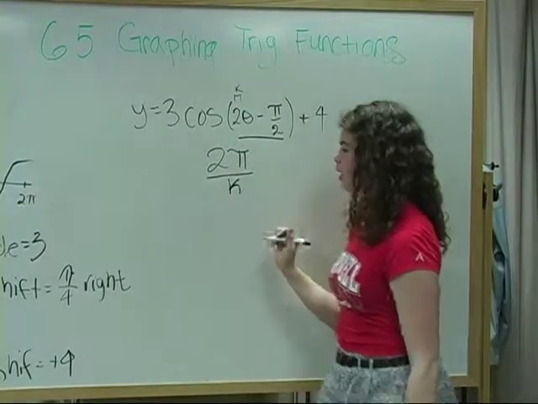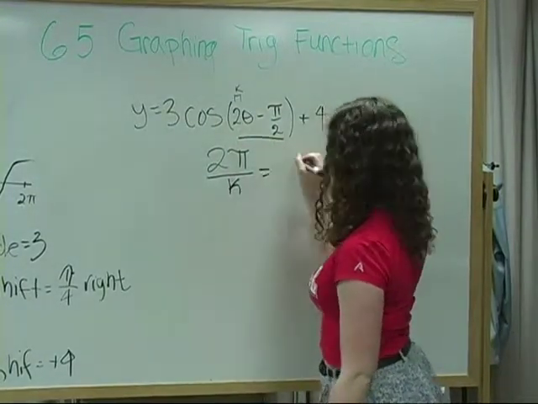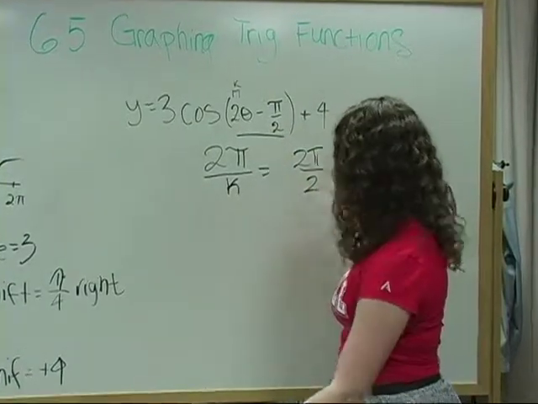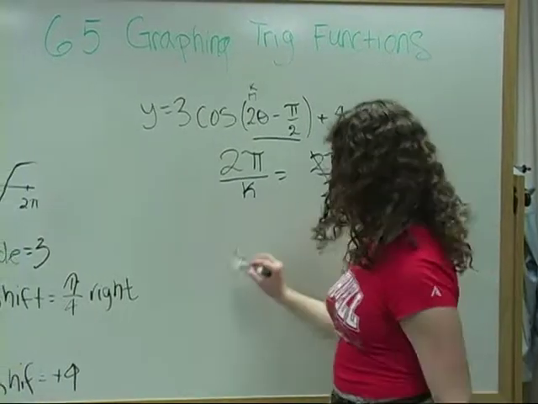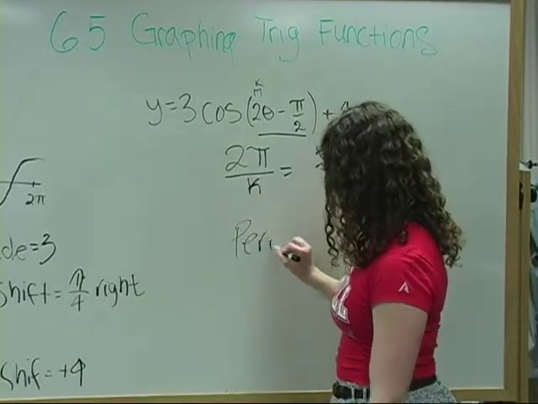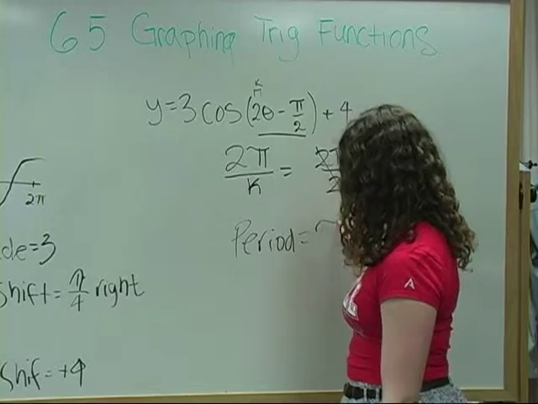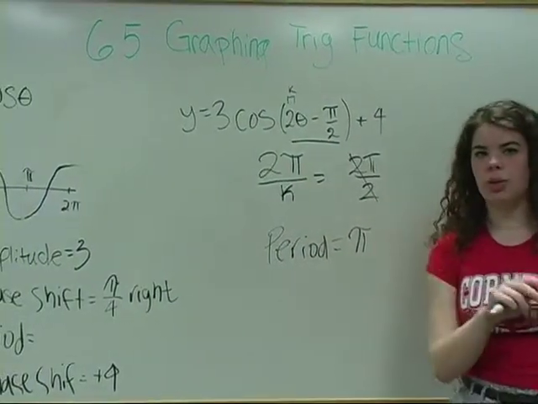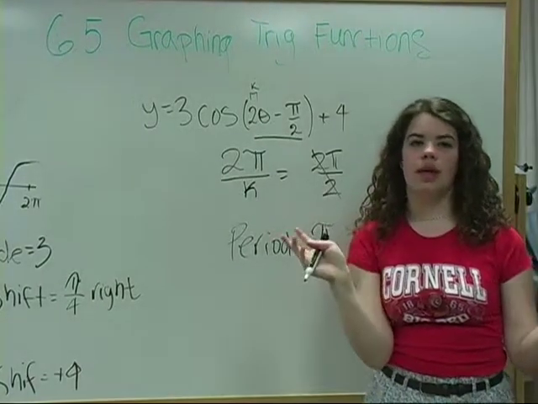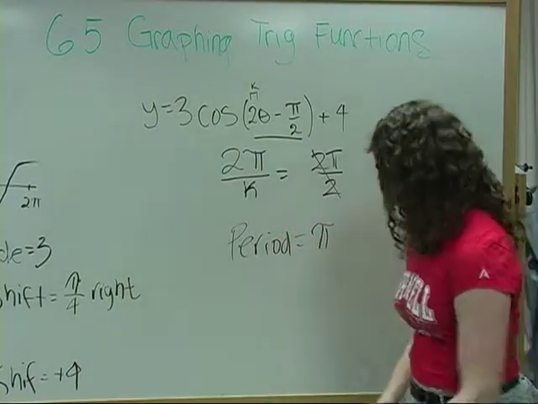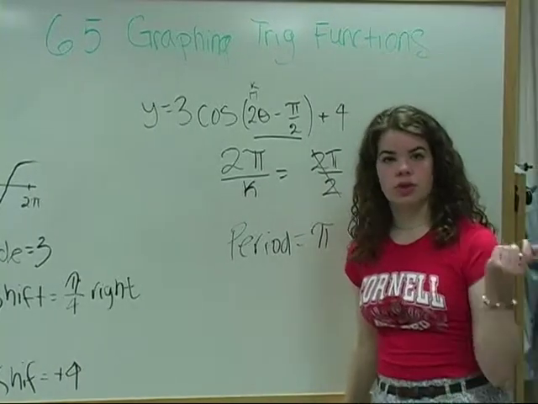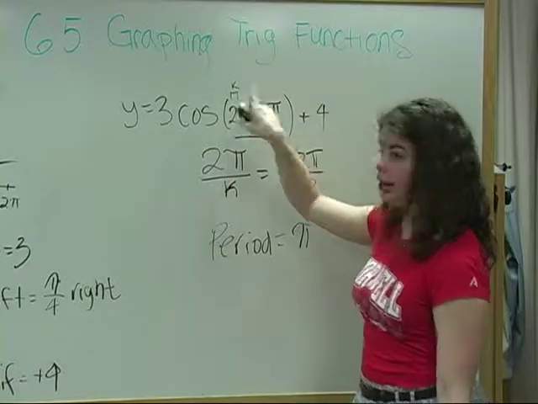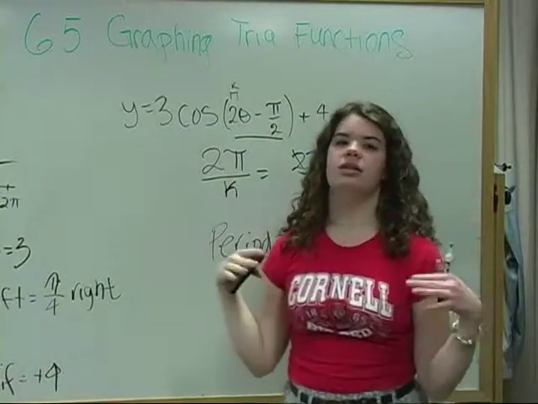So 2 pi divided by k equals, in our case, 2 pi divided by 2, because 2 is our k value. That cancels out the 2's, and your period equals pi. So what does that mean? It means that our equation will have one complete cycle by the time it hits pi. In other words, it goes twice as fast. Now, let's say it was 1/2. Then it would go twice as slow.